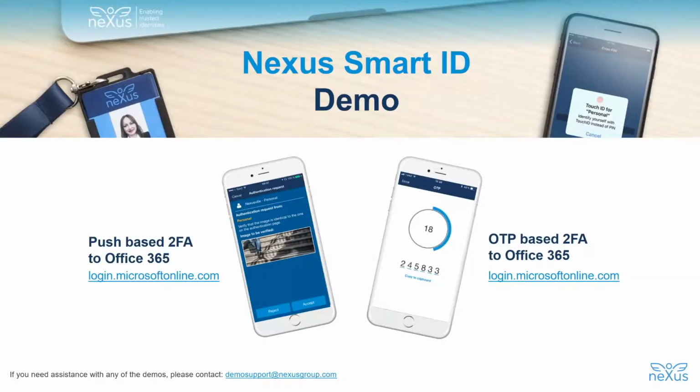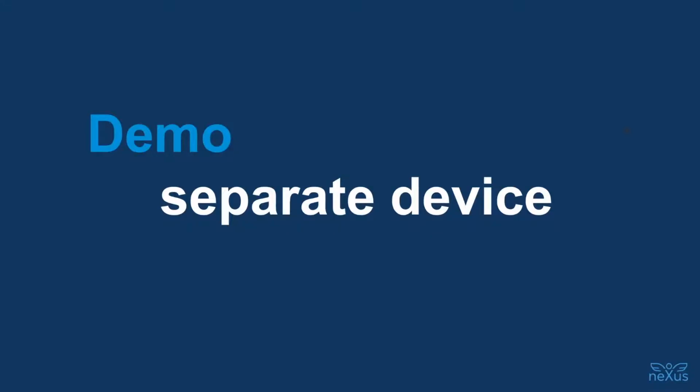So I think that before we go into more technical details, I will show two demos here. One is to show you how it actually looks if you go for a push-based two-factor authentication in Office 365, and then show the same solution with time-based one-time password in the same app.